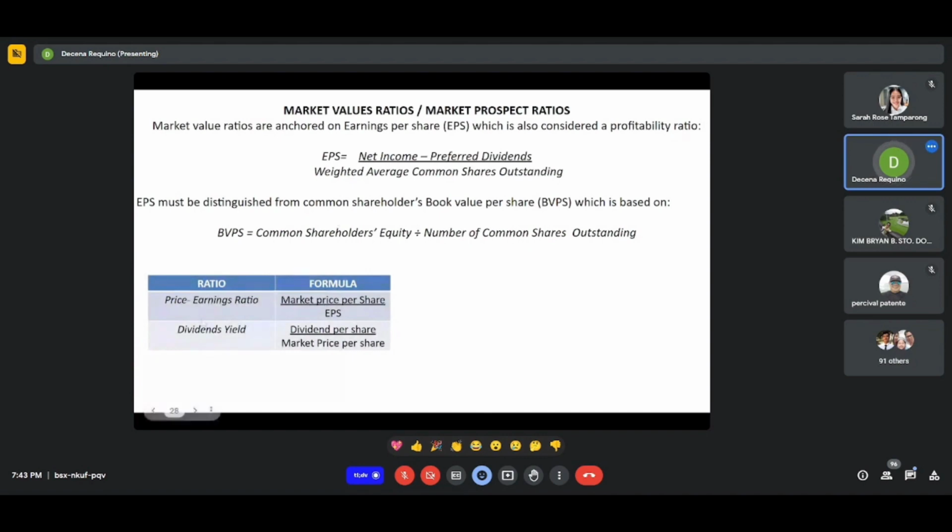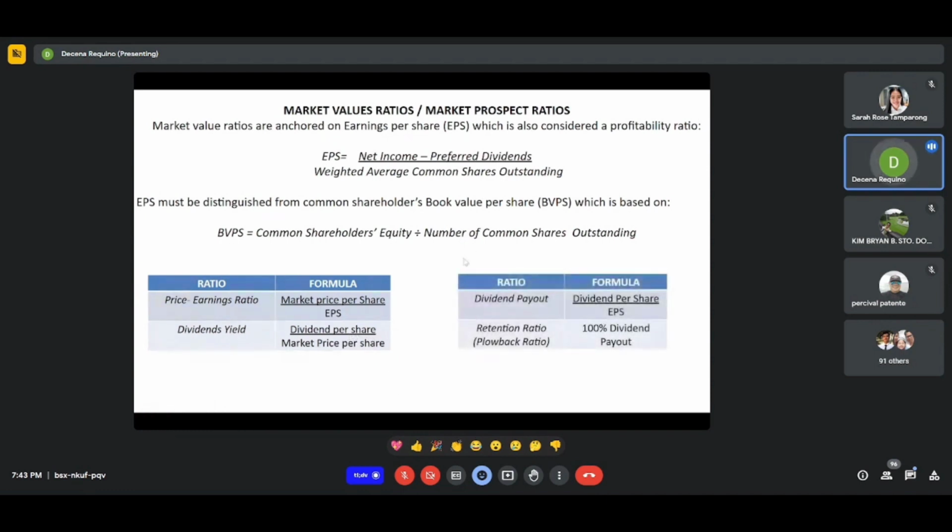Here are the ratios. When computing the price-earnings ratio, the formula is the market price per share divided by earnings per share or EPS. For dividend yield, dividends per share divided by market price per share. For dividend payout, dividends per share divided by earnings per share.